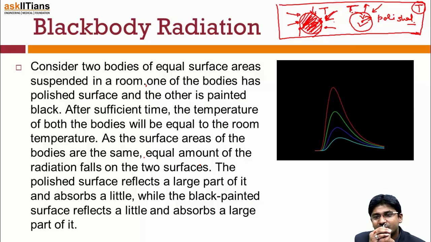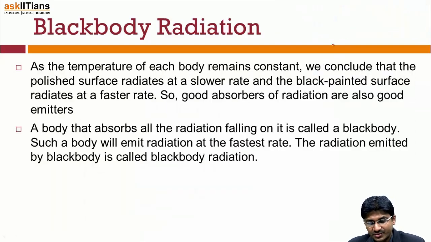What does it mean? That means it must be radiating also, and it will be radiating as much as it is absorbing after attaining the room temperature. After it is at the constant temperature T, there is no change in temperature. That means that whatever energy it is absorbing, it is also radiating the same energy. Okay. That means the black body will also radiate more energy because it is absorbing more energy, and the polished surface which is absorbing less energy will also radiate less energy. What is the inference from it? That good absorbers are also good emitters. I hope this is clear.